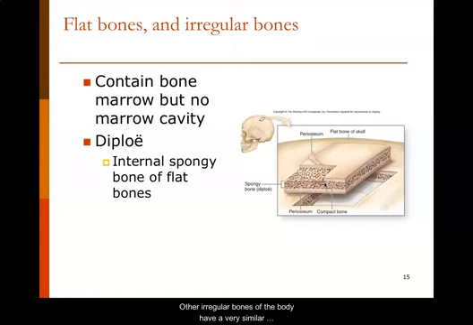Other irregular bones of the body have a very similar appearance with spongy bone on the inside and a thin layer of compact bone on the surface. Irregular bones are these bones that have irregular shapes, like your vertebrae, for example, would be a good example of an irregular bone.